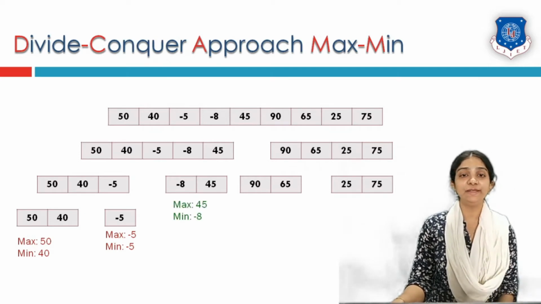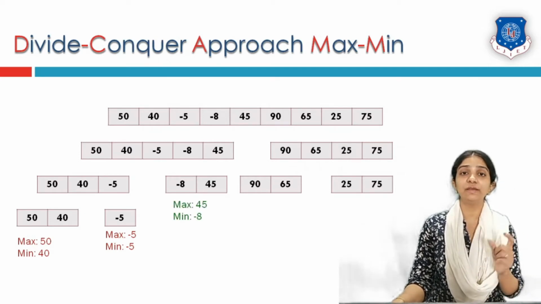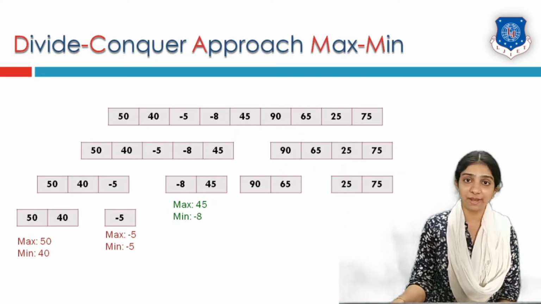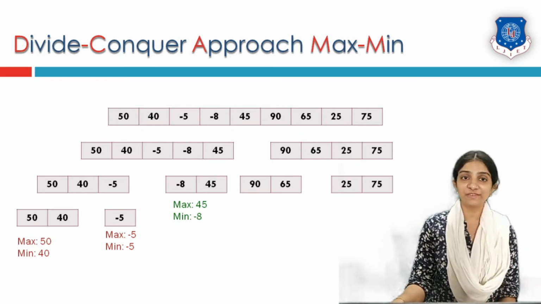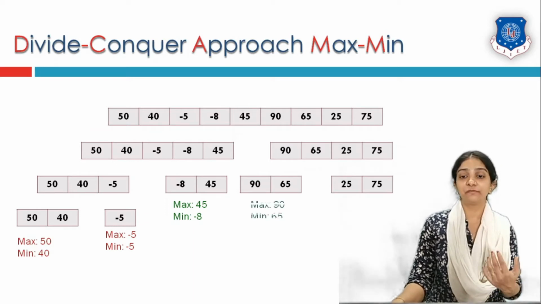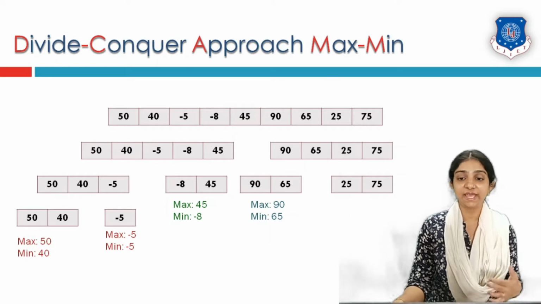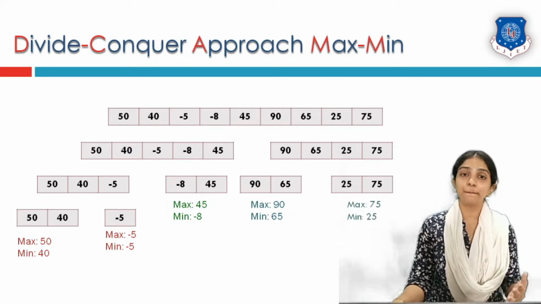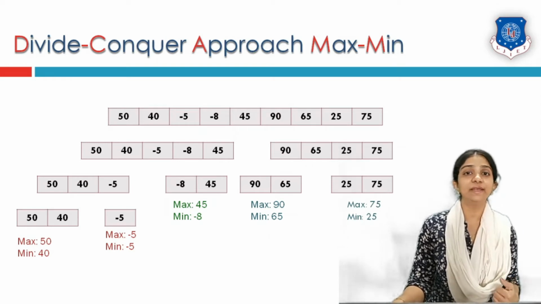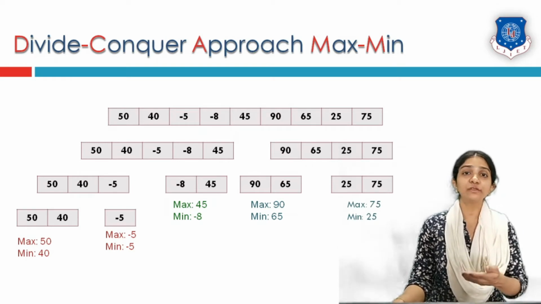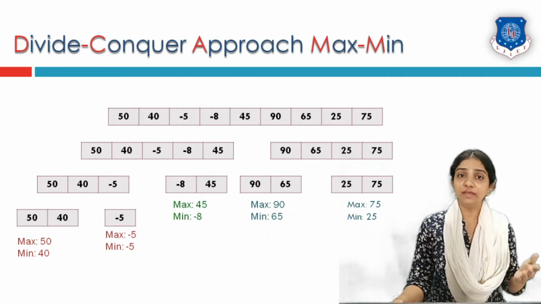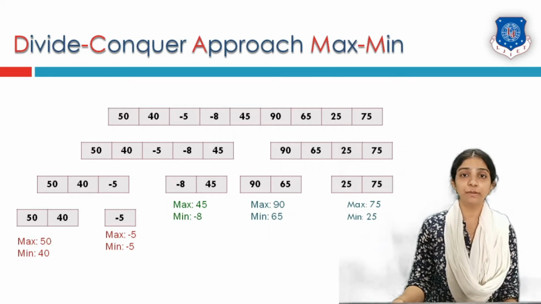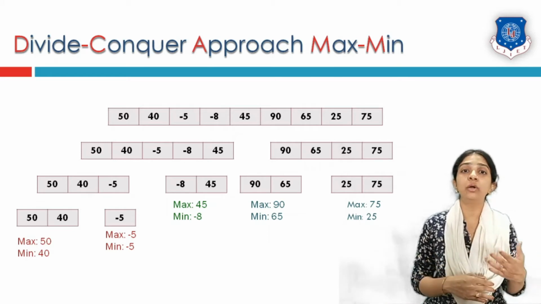We keep on repeating the same steps for two elements and one element on each sublist. So in the third sublist, max is 45 and min is minus 8. In our fourth sublist, max is 90 and min is 65. In our last sublist, max is 75 and min is 25. So this is solving the minimum size problem of each subproblem. Now we are in the conquer stage.